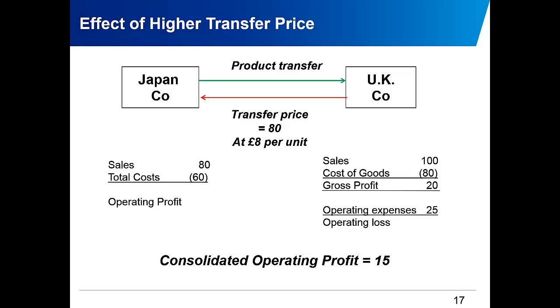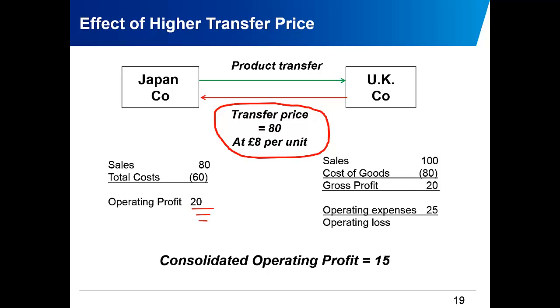Now, for an extreme reaction, let's go ahead and change the price to 80. You may notice that when we look at this, we haven't filled in the operating profits, but it's fairly clear you could work these out and figure out what's going on. At a transfer price of 80, or £8 per unit, we're going to see that the Japan Co. is now making $20 of profit.